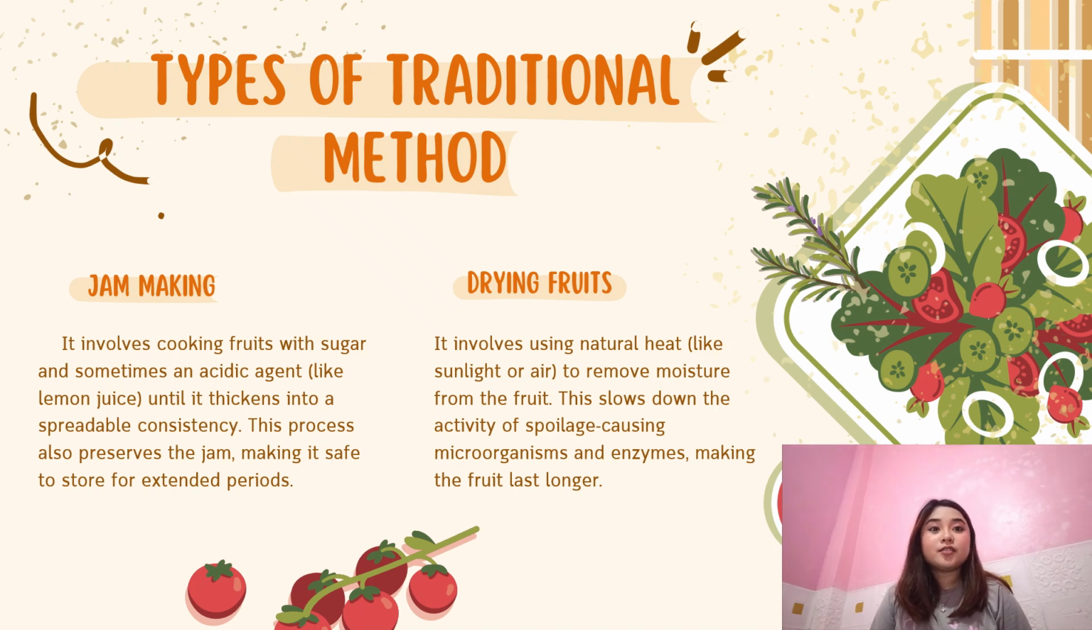So in drying fruits, it involves using natural heat like sunlight or air to remove moisture from the fruit. This slows down the activity of spoilage-causing microorganisms and enzymes, making the fruit last longer. In drying fruits, are you familiar with or have you eaten dried mangoes? It is an example of dried fruits.